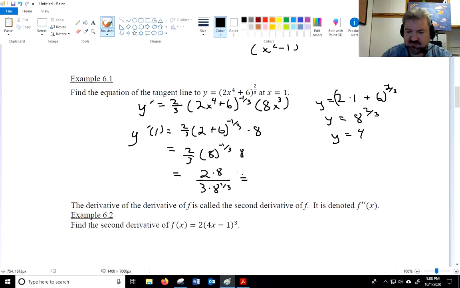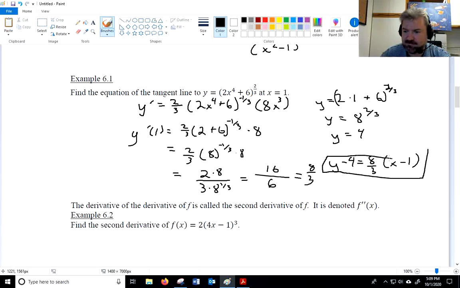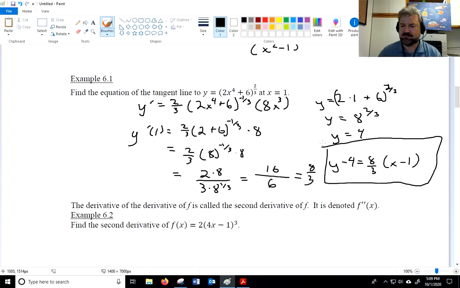So this becomes 16. The cube root of 8 is 2, and 2 times 3 is 6. And we could go ahead and reduce this since we're doing all this work: 8/3. So the equation for my tangent line is in point slope form: y minus the y coordinate, which was 4, equals the slope times x minus the x coordinate. There we go.